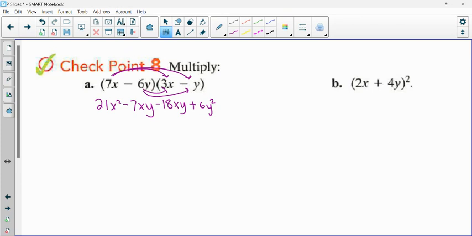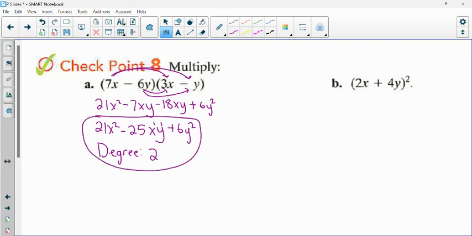Combine any like terms. The middles have like terms. So minus 25xy plus 6y squared. And again, we want to find our degree. And in this case, our degree would be 2 again. We have a 2 here. This is 1 plus 1, which is 2. That's also 2. Again, it doesn't always have to be the same. You're just doing what is the highest sum.